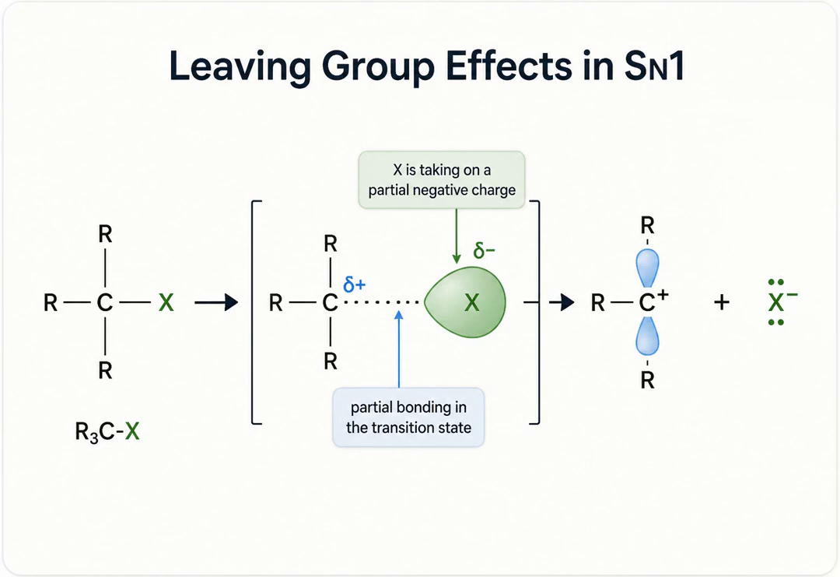Just like in SN2 reactions, the quality of the leaving group is absolutely essential for SN1. In the rate-determining step, the bond to the leaving group is breaking. As this happens, the leaving group begins to take on a partial negative charge in the transition state.